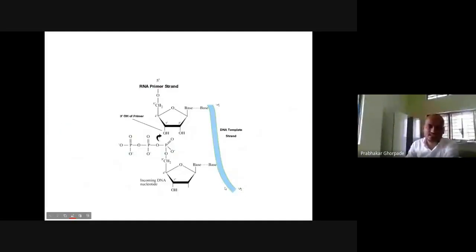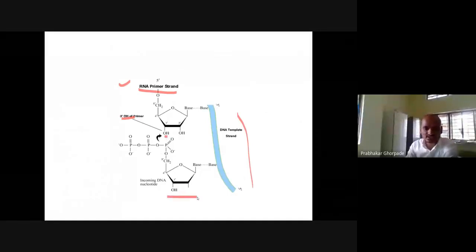So how is this primer added? We have this DNA template 5' to 3' end, and now the RNA primer strand is added with the help of primase. And now this is a 3' OH chain. So this is the ribose sugar of the ribonucleotide, and this is the OH. And on this OH we have to add the deoxynucleotide. Okay, so this one is a ribonucleotide.